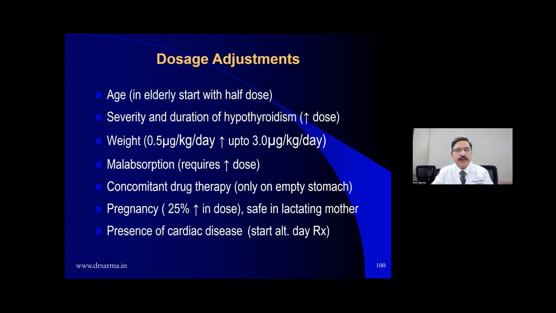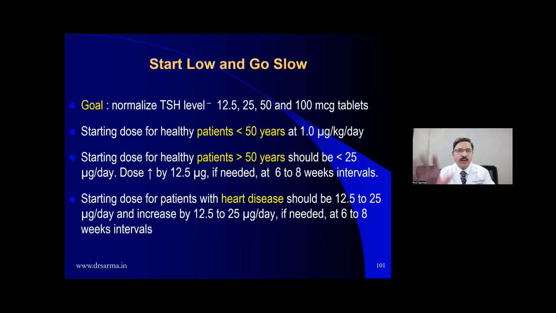In cardiac disease, you have to start low, alternate days, and go slow. Start low, go slow. The goal, what is the goal? The thyroid TSH should become normal. Not that her skin should improve, cold intolerance should go, her weight should decrease, she should menstruate. These are not the goals. They will happen later on. The first goal is TSH should become normal. That's your goal. So all clinical improvements will come later.